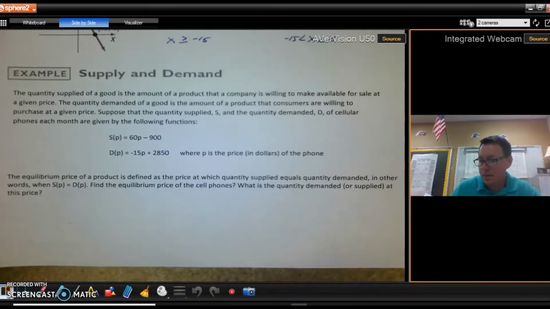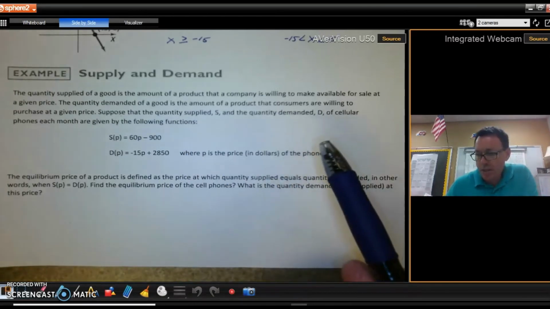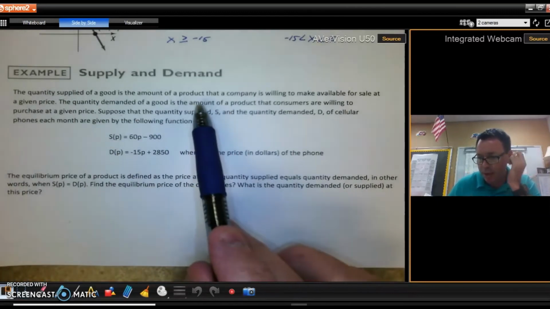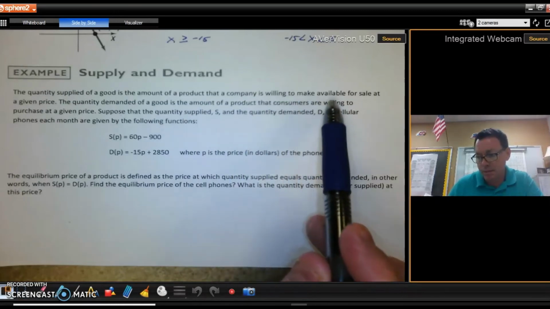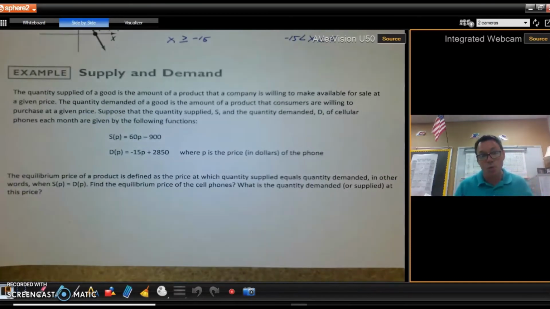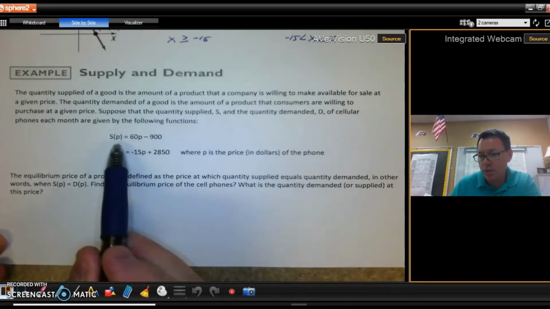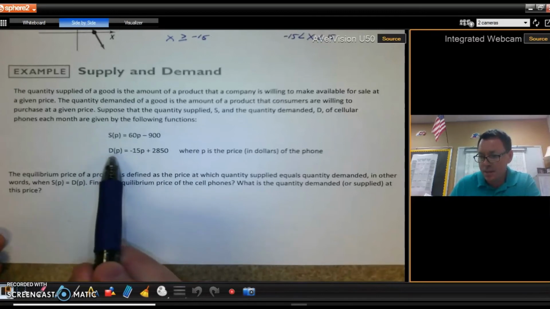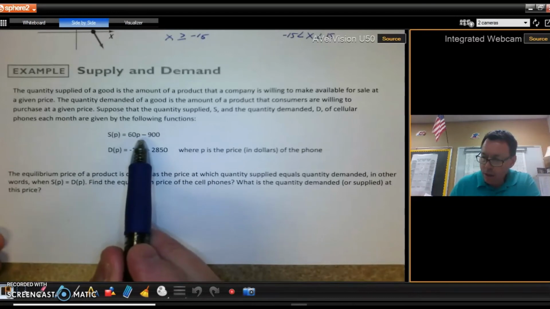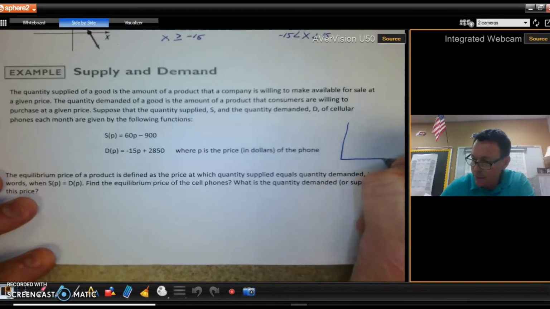All right, and then lastly, we've got this little example of a story problem that involves linear functions. So let's go ahead and just take a look at this. A quantity supplied of a good is the amount of a product that a company is willing to make available for sale at a given price. The quantity demanded is how much people want that product. So what we have down here are two functions. So this is a supply function and this is a demand function. Okay? So what we're looking at are two functions, supply and demand, and I'll sketch this so you can picture what's going on here.